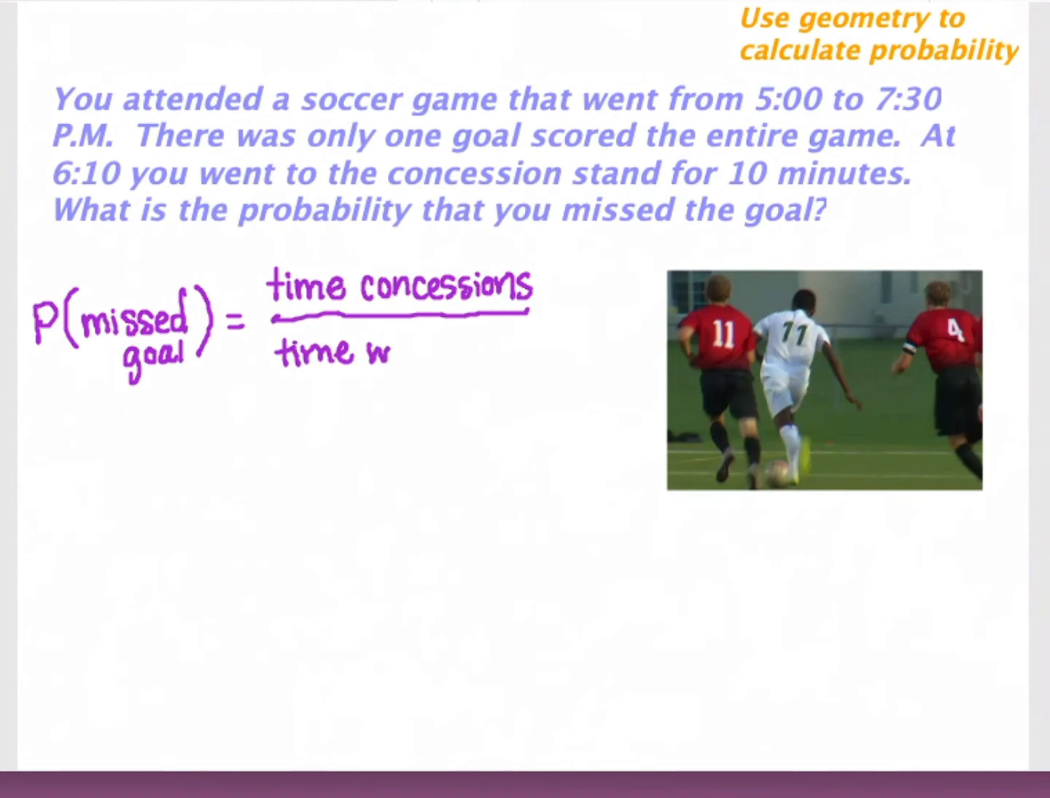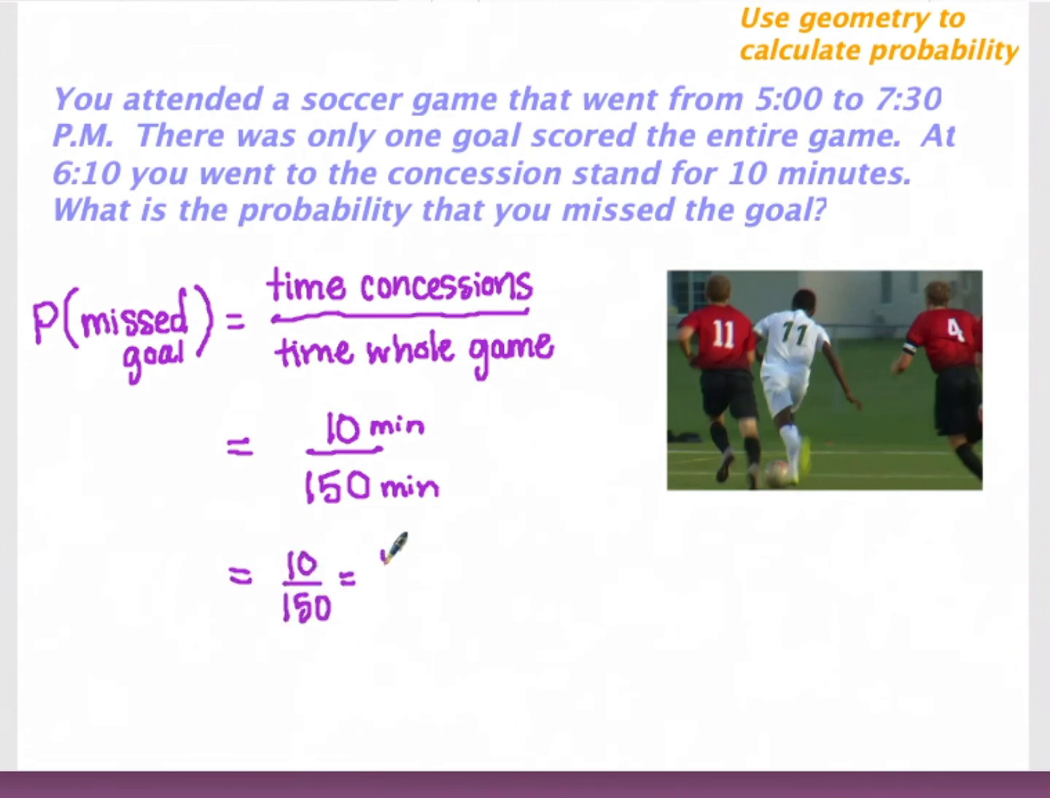But otherwise, you were there for the whole game. And we know that you were only at concessions for 10 minutes. And how long did the whole deal last? It went from 5 o'clock to 7:30. That's 2.5 hours, right? And I suppose since the 10 is in minutes, we better put 2.5 hours into minutes. So 60 plus 60 plus 30, 150 minutes in 2.5 hours. So the probability that you had such bad luck that you missed the goal is 10 out of 150, which reduces to a 1 in 15 chance that you missed it. If you prefer your probability as a decimal, that'd be 0.06 repeating.